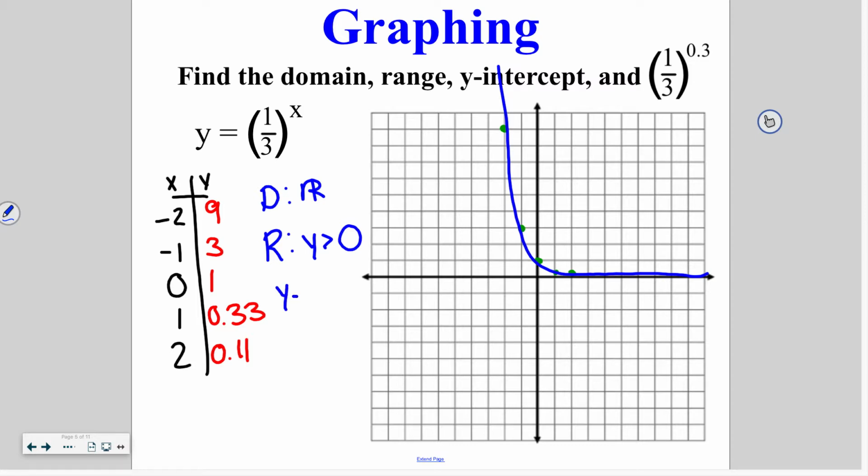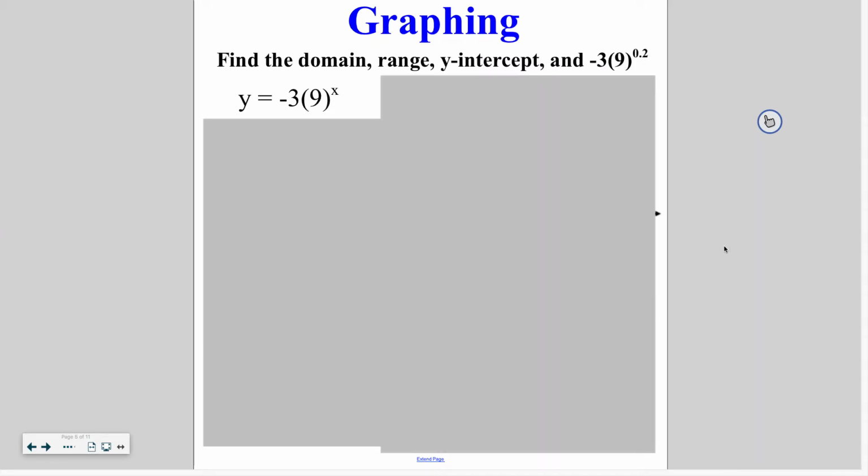Then we're looking for our y-intercept, which again in this case is going to be 0, 1. And we're looking for 1/3 to the 0.3 power for our last value, and that gives me an answer of 0.72 after rounding. Go ahead and try this one on your own.